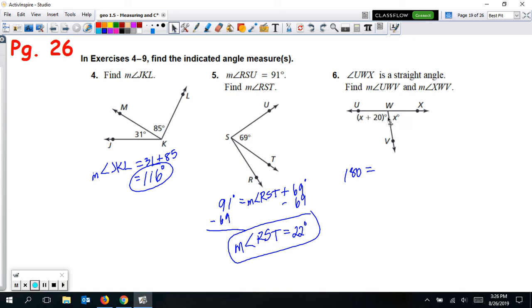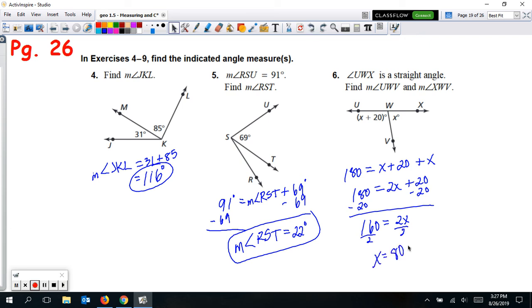So this one is x plus 20. We write that down, and we're going to add it to the other side, which is just x. And that sets up our equation that we just want to solve for x. So first combine like terms, getting 2x on that side. And then we just subtract 20 from both sides. So 180 minus 20 gives us 160. That's equal to 2x, and then divide by 2. And so that gives us x equaling 80.